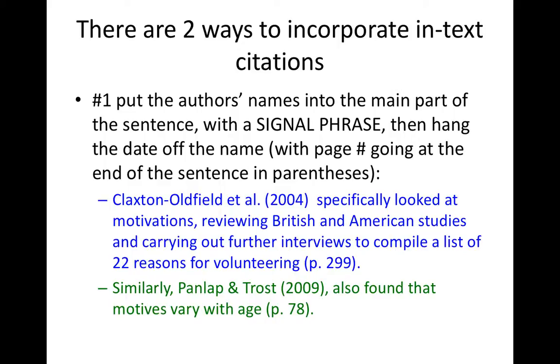So let's talk next about how you incorporate an in-text citation into your sentence. There are two ways to do it. So we're going to talk about the first one first, and I'm going to show some examples and then we'll come around to the second one. So the first way is to put the author's names into the main part of the sentence with the signal phrase. Remember our old friend, the signal phrase. And then you hang the date off the name with the page number going at the end of the sentence in parentheses. Okay.